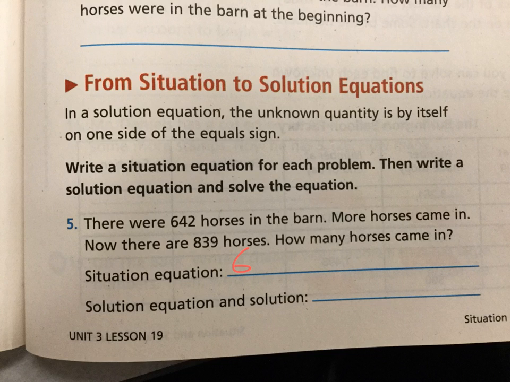So there's 642 horses in the barn. More horses came in, add some horses. Now there are 839 horses. How many horses came in? Now, with this kind of problem, mental math doesn't quite work. So we need to rearrange the problem to make it work without just doing the mental math.